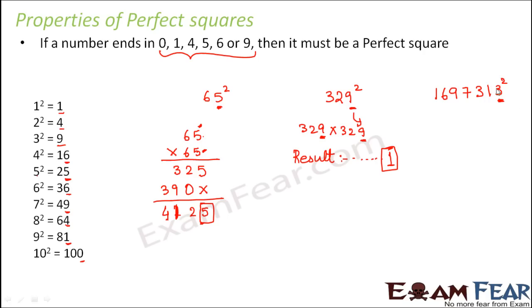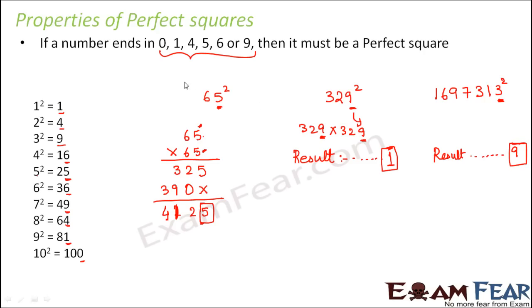Similarly, look at this one. This is also a perfect square. So what do you have at the units place? You have 3. So when you multiply this number by itself, the 3 of one number gets multiplied to the 3 of the other number. So 3 multiplied by 3, therefore when you look at its result, again at the units place you would have 9, because 3 into 3 is 9. So in the units place you would have 9.